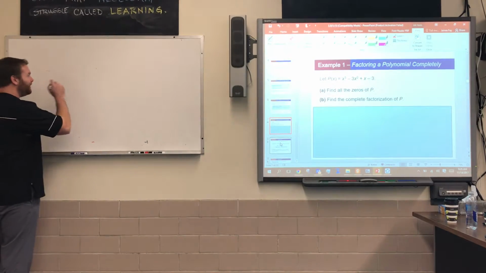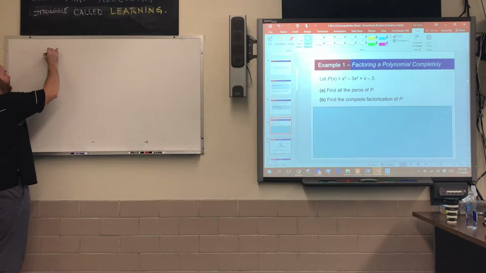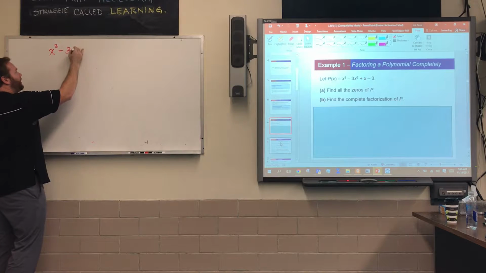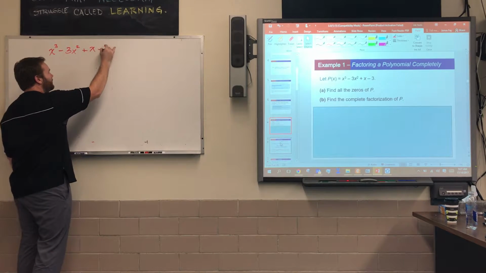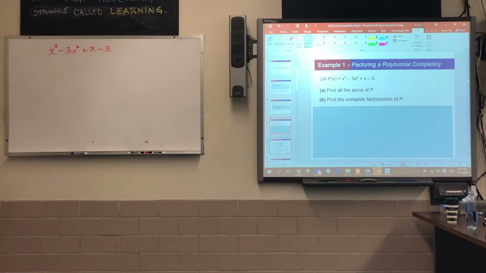All right, so that being said, I think this one here warrants that we talk about it using synthetic division, not using technology, because the p over q values are relatively small here.